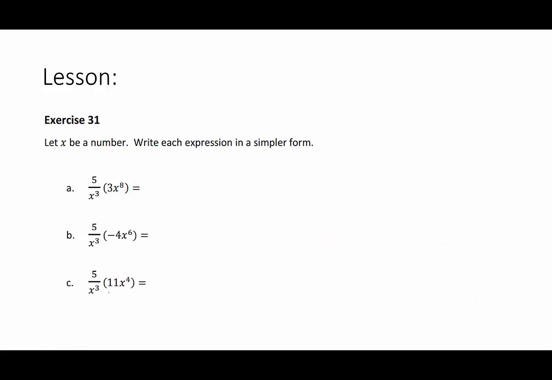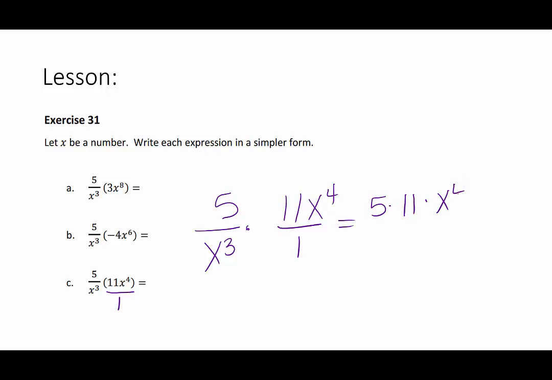And finally on C, we're going to do the same thing. We're going to put this over 1 so that it makes it look more like a fraction. We have 5x to the 3rd power times 11x to the 4th power over 1. We can write that more expanded out. So 5 times 11 times x to the 4th. We can multiply those together on the top, and we have x to the 3rd on the bottom because x to the 3rd times 1 is just x to the 3rd.